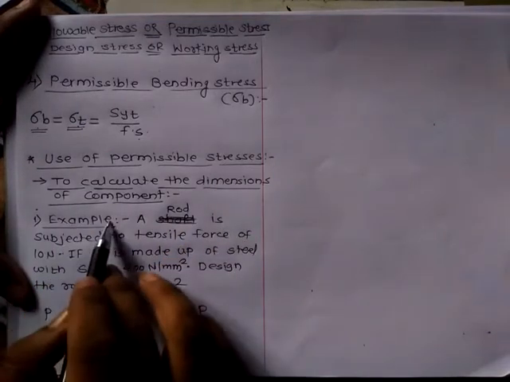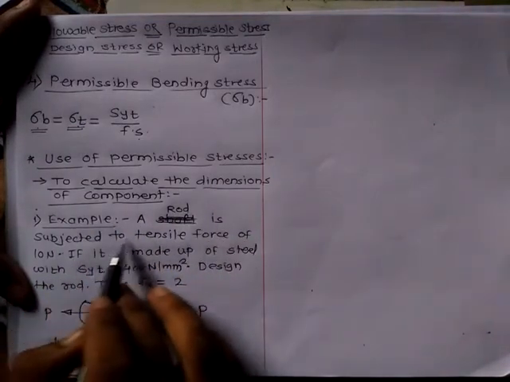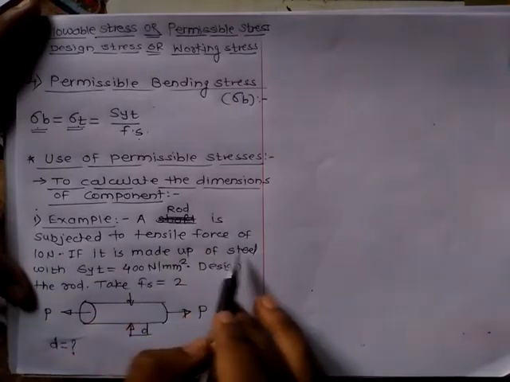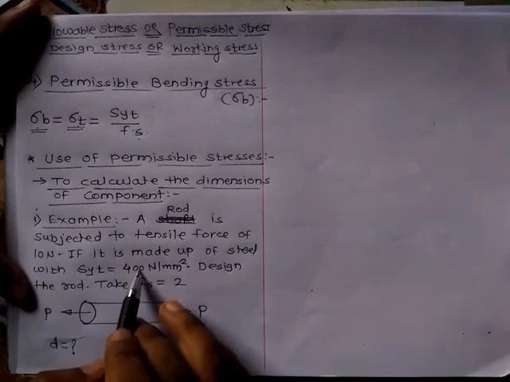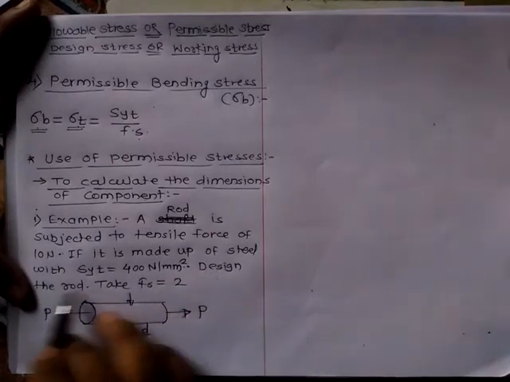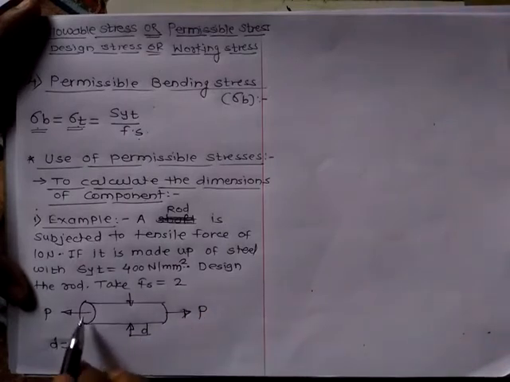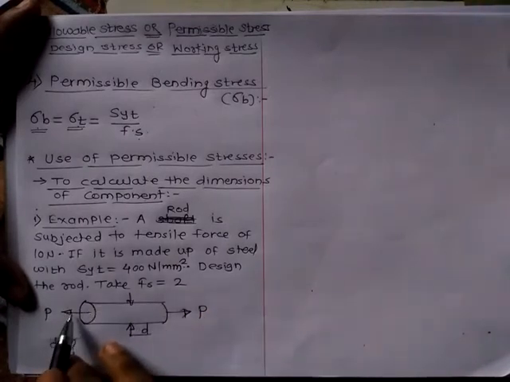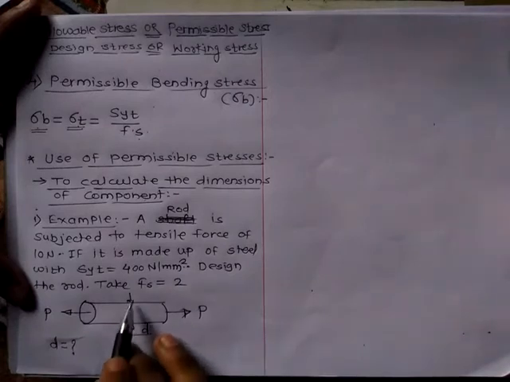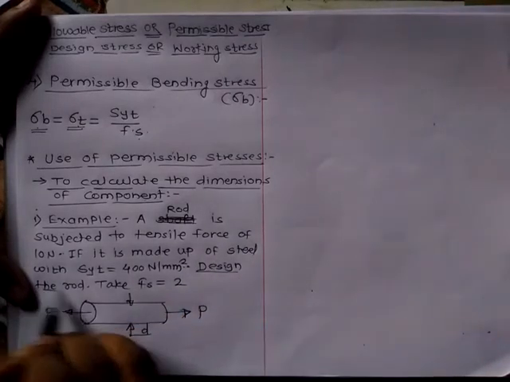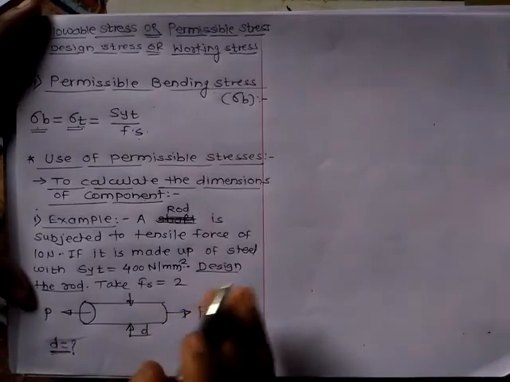Now we will consider one example. A rod is subjected to a tensile force of 10 Newton. If it is made of steel with SYT equal to 400 Newton per mm square, design the rod, taking factor of safety Fs equal to 2. I have drawn this diagram of a rod which is subjected to tensile force P, and its diameter is D, and we have to design the rod. That means we have to find its diameter.